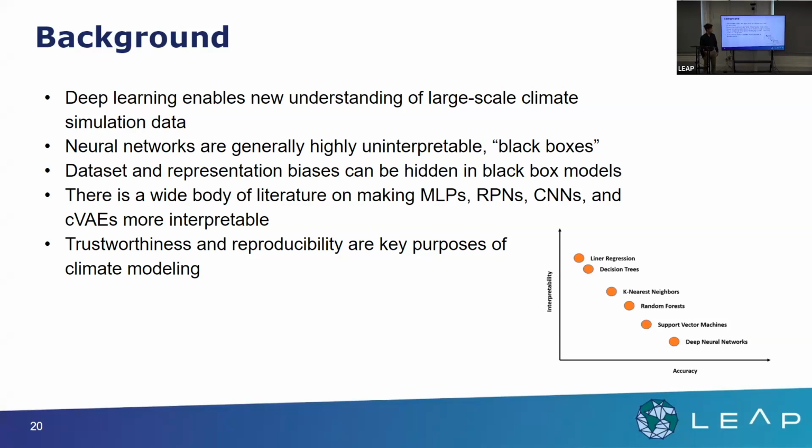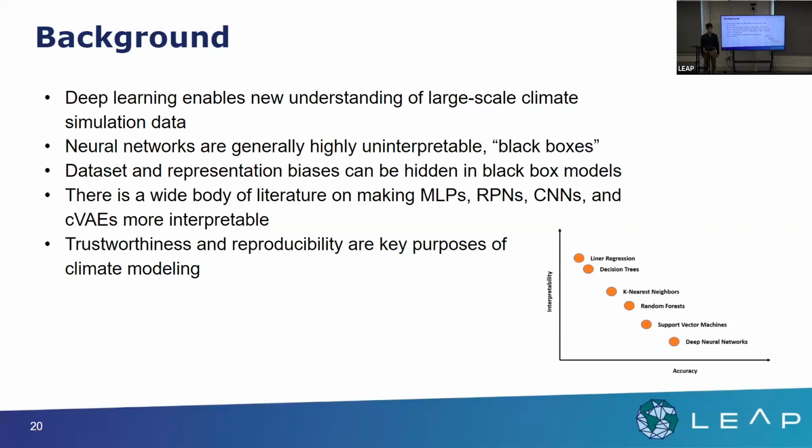The issue with that actually is that data set and representation biases can be hidden in black box models. And we could also be missing results that we need. For example, if a certain input variable is influencing a certain output variable, and we don't know about that because there are just so many variables, that's an issue that we would have.